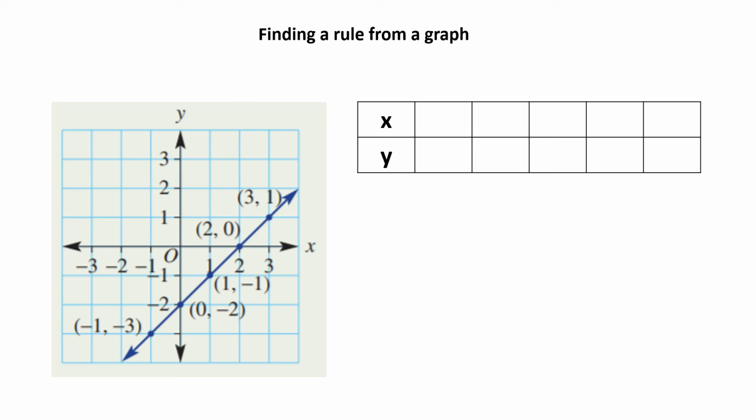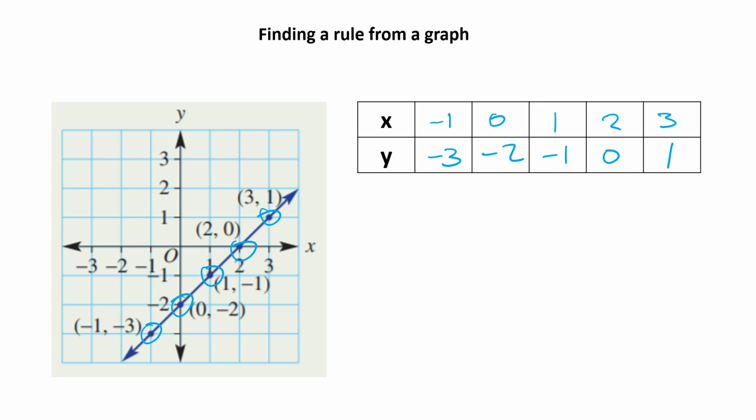So for example, let's pick a color. Let's pick light blue. So what I'm going to do is I'm going to pick this one here, and I can see it's -1, -3. So I'll put -1, -3. The next one I'll do is this one here. So it's 0, -2. So I'll go 0, -2. Next one is 1, -1. The next is 2 and 0. And the next one is 3 and 1.